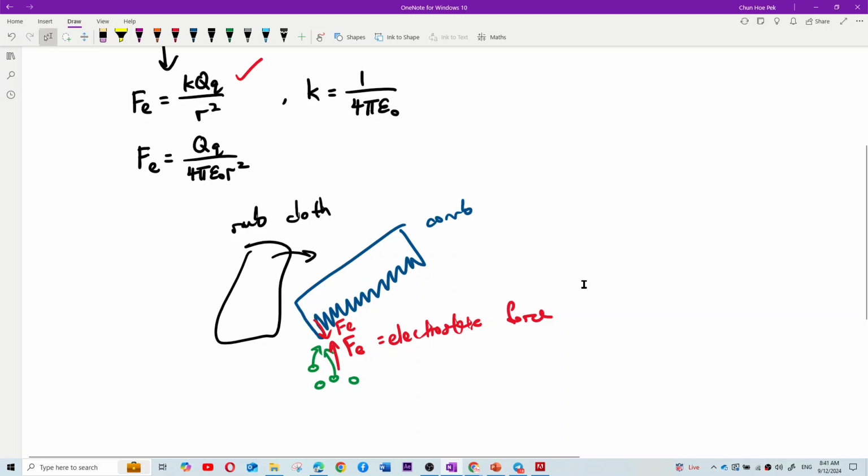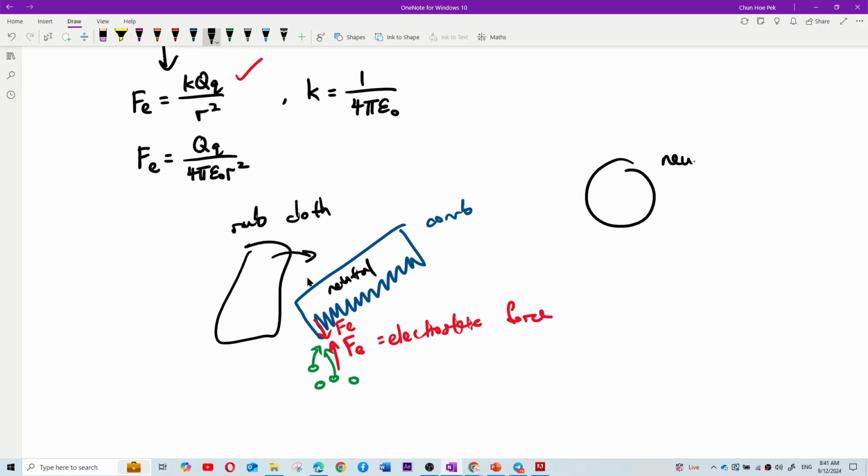What I want to say is that this comb is initially neutral. Neutral means what? Let's say a neutral atom. What do you mean by neutral atom? A neutral atom means you have an equal amount of protons and electrons. Let's say we have 10 protons in this atom, and we also have 10 electrons in this atom. So they are neutral, isn't it?